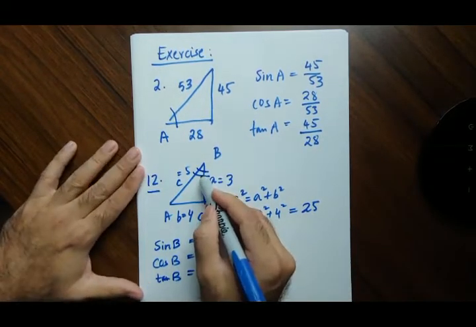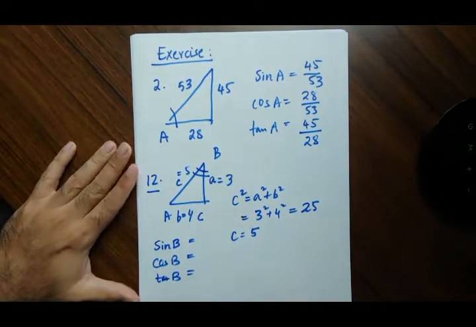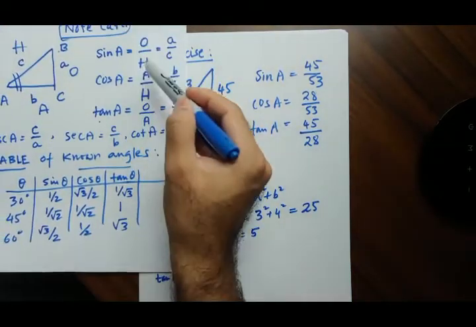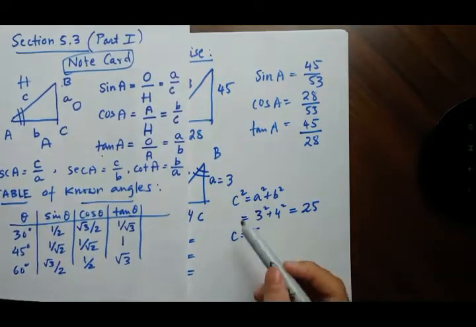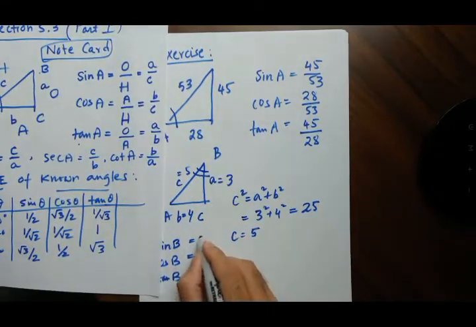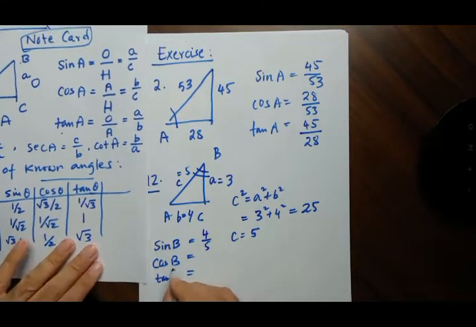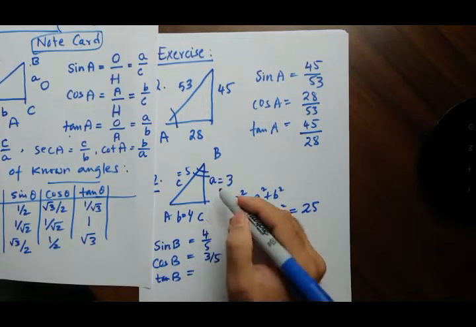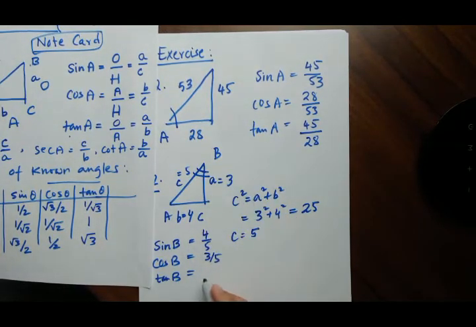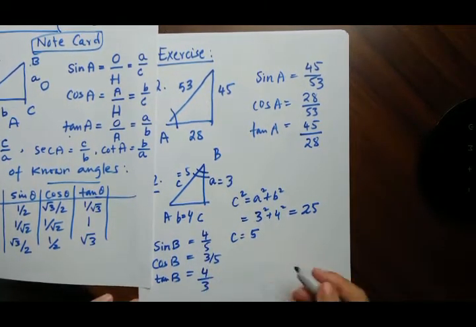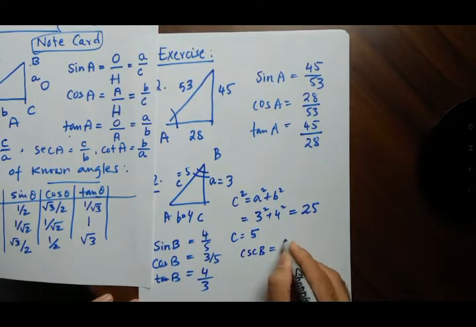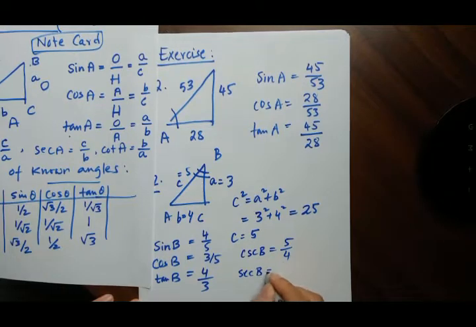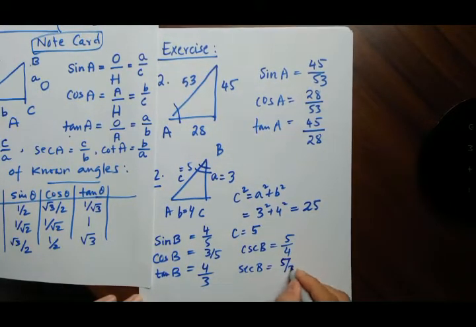So this is the angle. What's our formula for sine B again? I'm referring to this one, opposite over hypotenuse. What's the opposite of angle B? That's 4 divided by 5. Cosine B, what's the adjacent of B? This is 3 divided by 5. And tangent is the ratio of these two, so opposite over adjacent, 4 over 3. Similarly, if you flip these, cosecant B will be 5 over 4, secant B will be 5 over 3, and cotangent B will be 3 over 4.